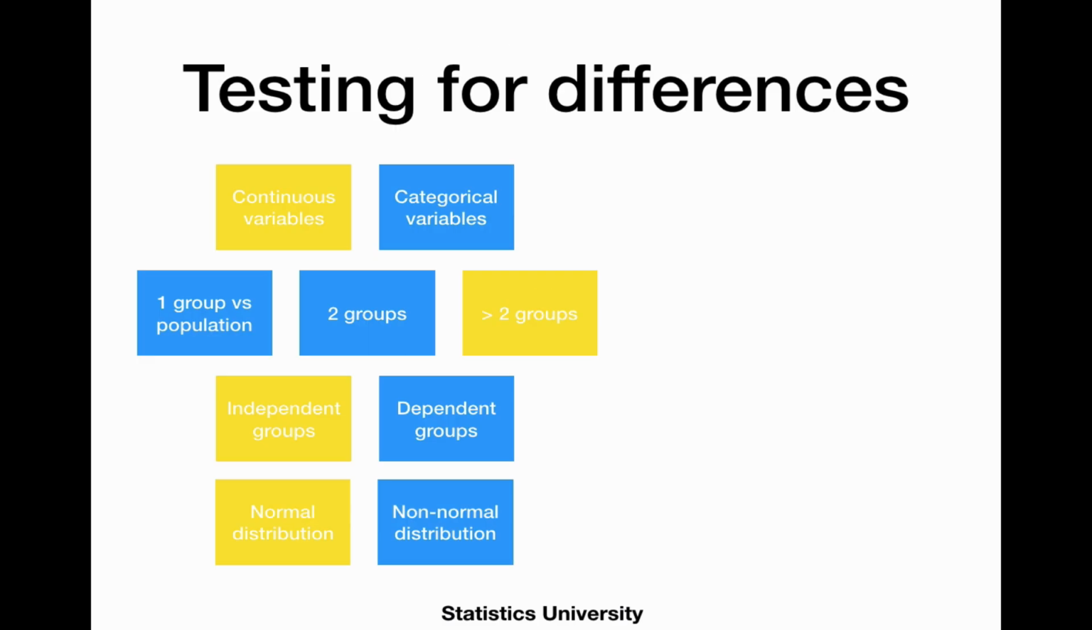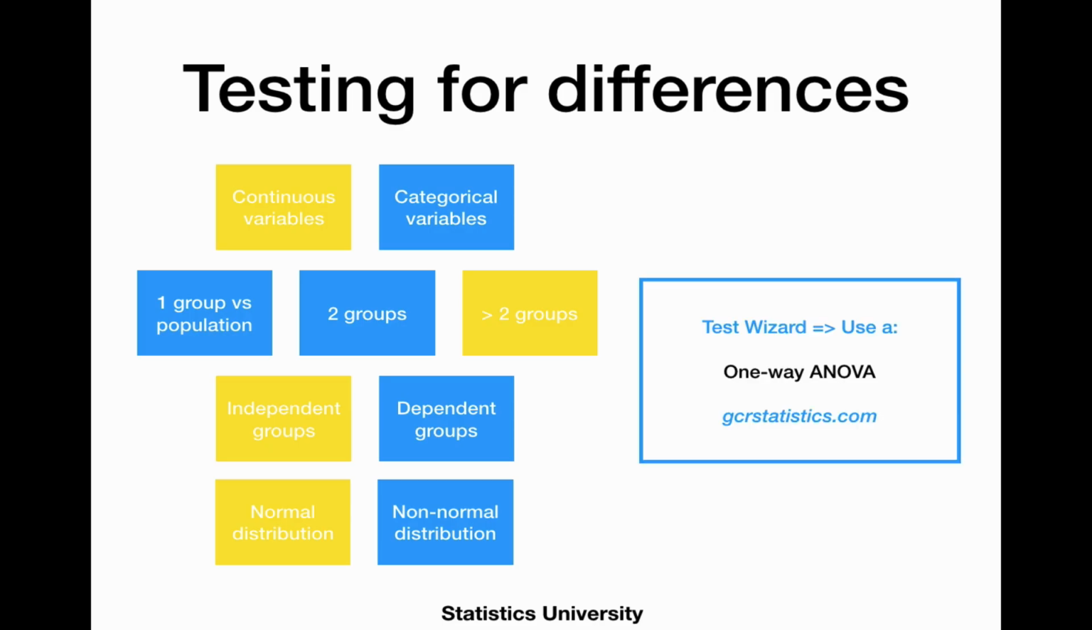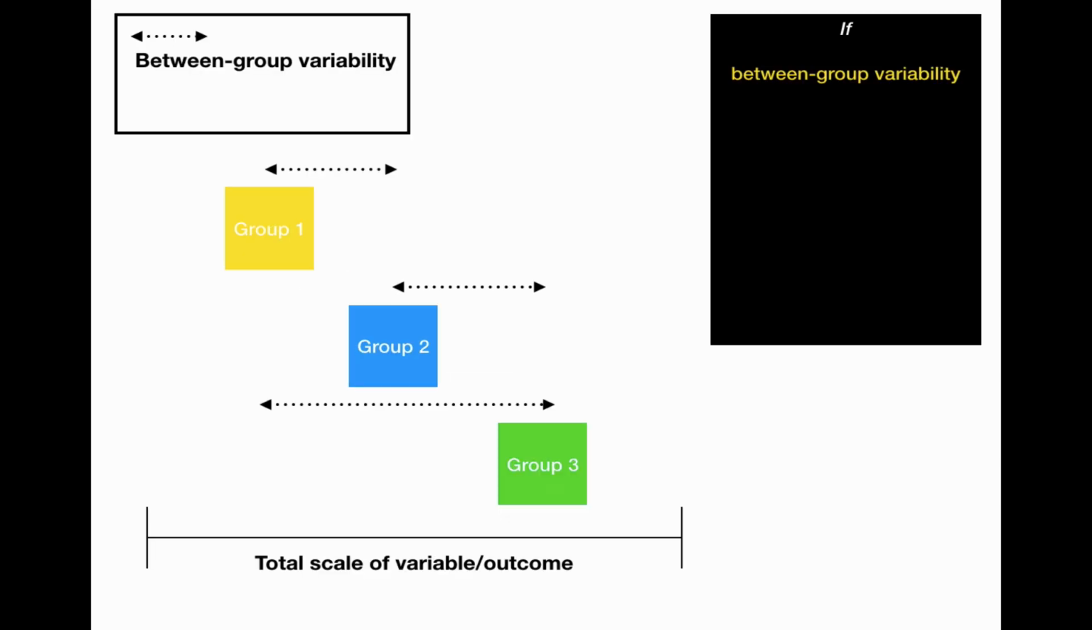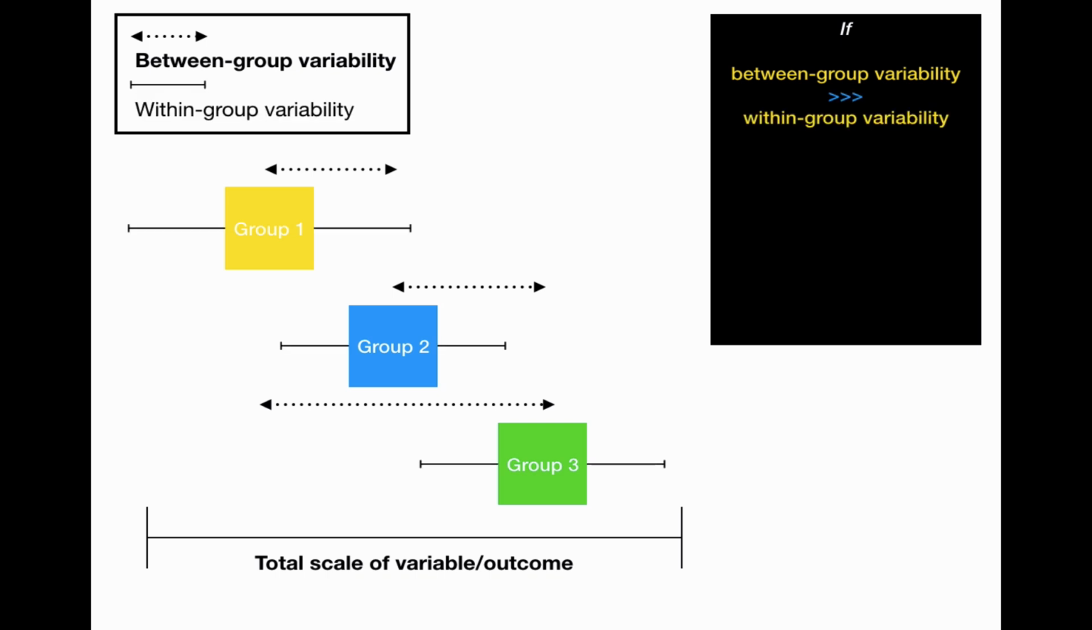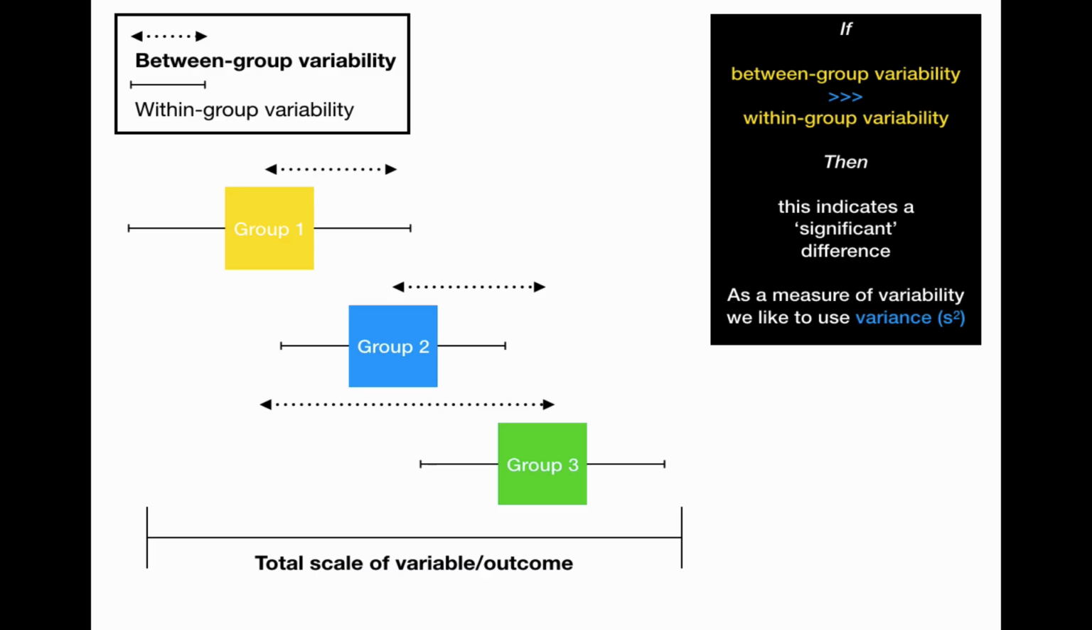You can compare the means of more than two independent groups by one-way ANOVA, and ANOVA stands for Analysis of Variance. It's important to note that if the between-group variability is much larger than the within-group variability, then that signifies an important difference of the group values. And as a measure of variability, we like to use variance. So we can calculate the between-group variance and the within-group variance.